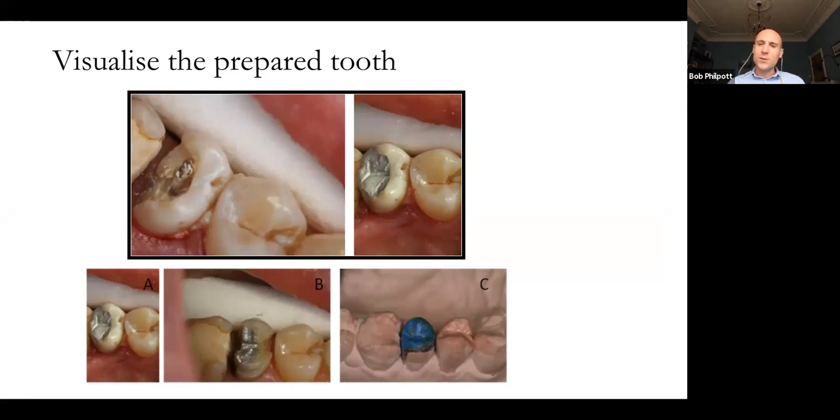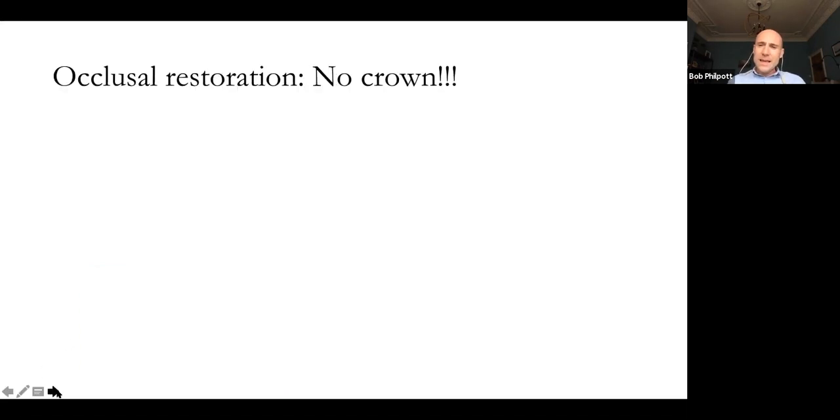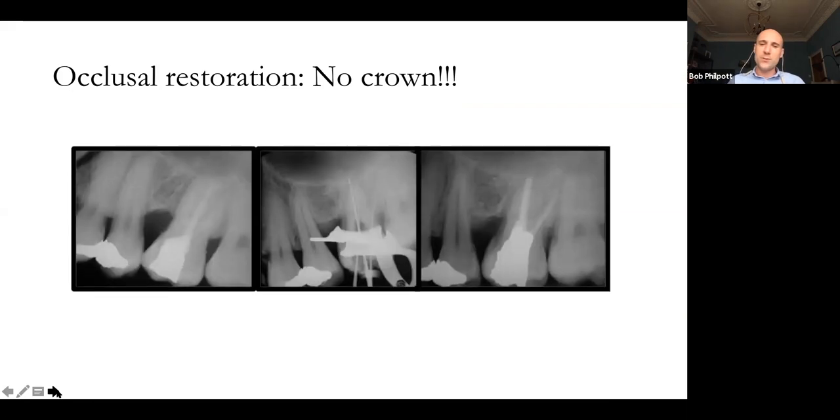But you look at this and you think, look at what the prepared tooth looks like afterwards. Equally, don't apply these blanket rules of, oh, Sorensen and Martinoff said if it's an MO, you need to put a crown or an indirect restoration on.